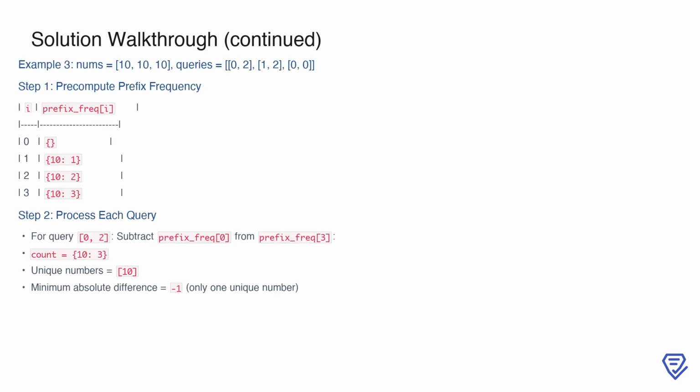In this example, the array is 10, 10, 10, and the queries are 0, 2, 1, 2, 0, 0. As before, we begin by pre-computing the prefix frequencies. At index 1, the frequency is 10, 1. At index 2, we add another 10, resulting in 10, 2.